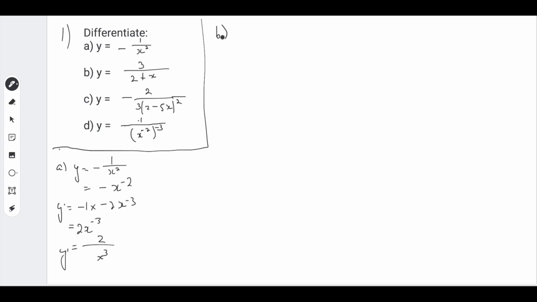Part B, very similar idea, so 3 over 2 plus x. We can rewrite that as 3 times (2 plus x) to the power of minus 1. And then I'd use the quotient rule, right? And this 3, don't let that trick you or distract you. We're really not going to worry about that, right?